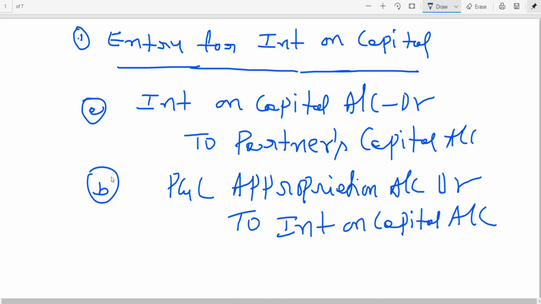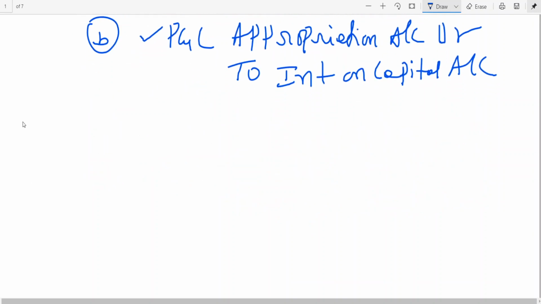This is what you learn. In the P&L appropriation account, we have shown interest on capital. When you go to the partners capital account, you will be crediting interest on capital. Sometimes you will be crediting the partners current account, which we will also learn when we go to methods of capital accounts. Is this clear? Just to have an idea. So this is the entry we have shown in the P&L appropriation account.